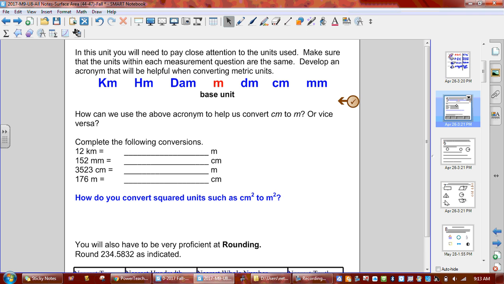So meters measures distance. Kilometers, meters, centimeters, that's distance or length. But if I wanted to measure something that's a liquid, I would change my base unit to liters. So your base unit can be liters if it's liquids. Liters is for liquids. And the other one is grams. And grams is for solids.